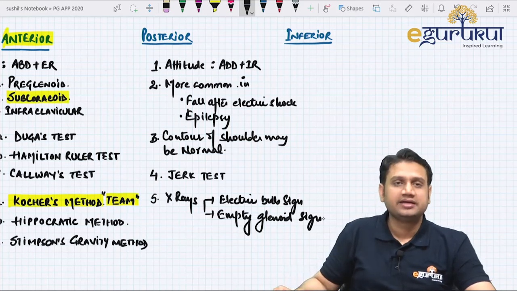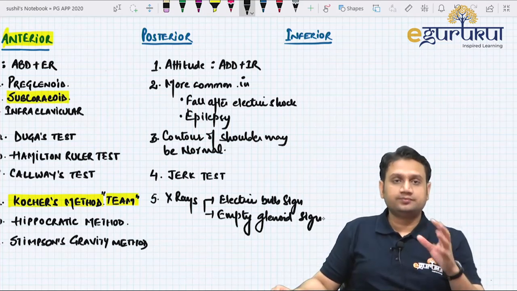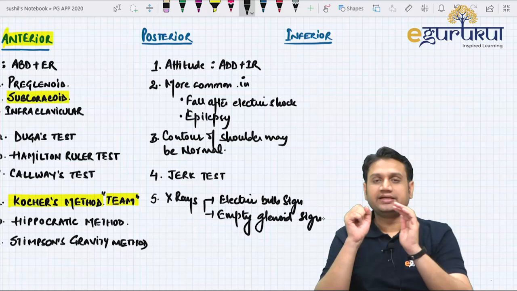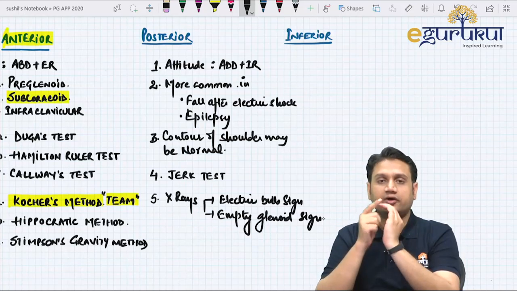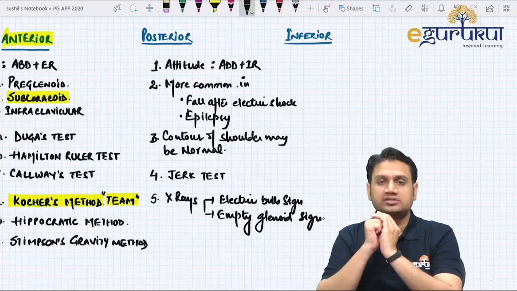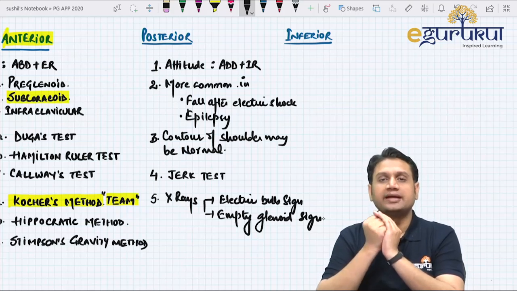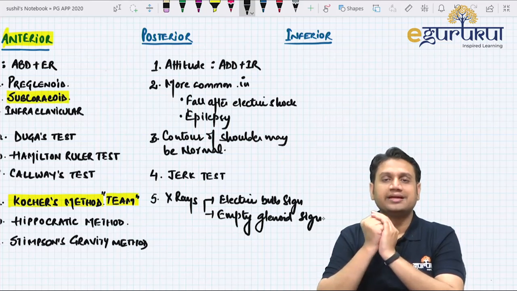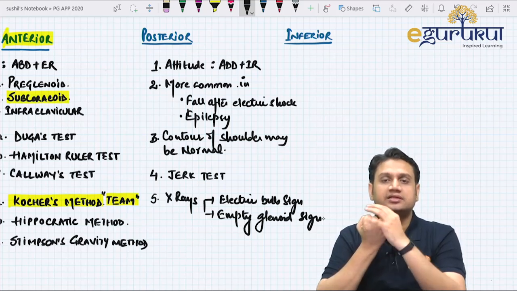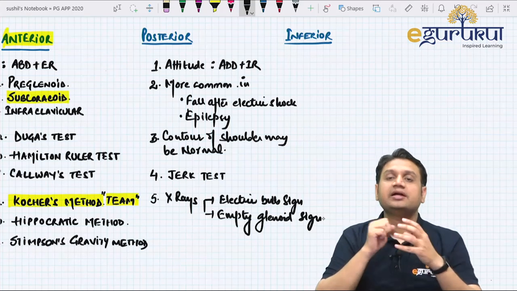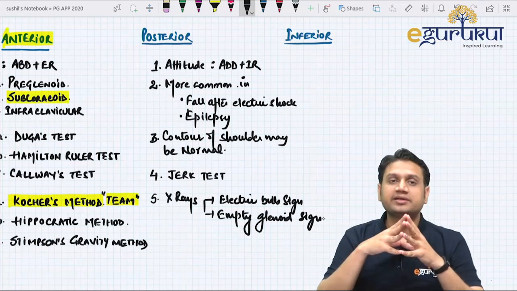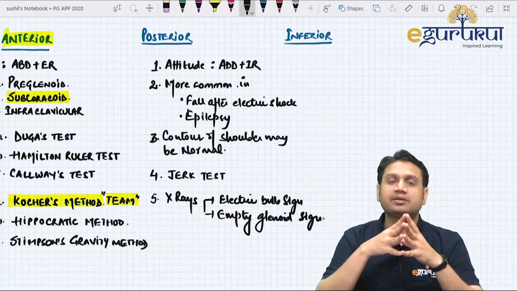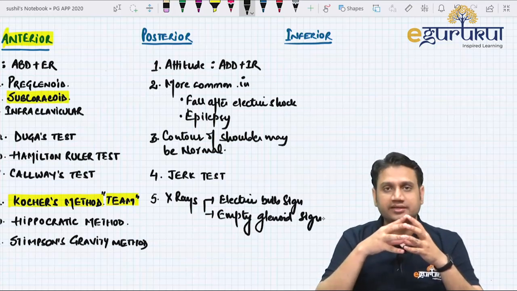What is the electric bulb sign? Normally, when you see the X-ray of the shoulder, it should be like this. Glenoid, anterior surface, head of humerus, anterior surface, this one. When there is a posterior dislocation, the head has to rotate internally like this. So instead of the anterior surface, now what you see is the lateral surface like this. This resembles the upper end of an electric bulb. That's why it has been given the name electric bulb sign or the lighthouse sign.